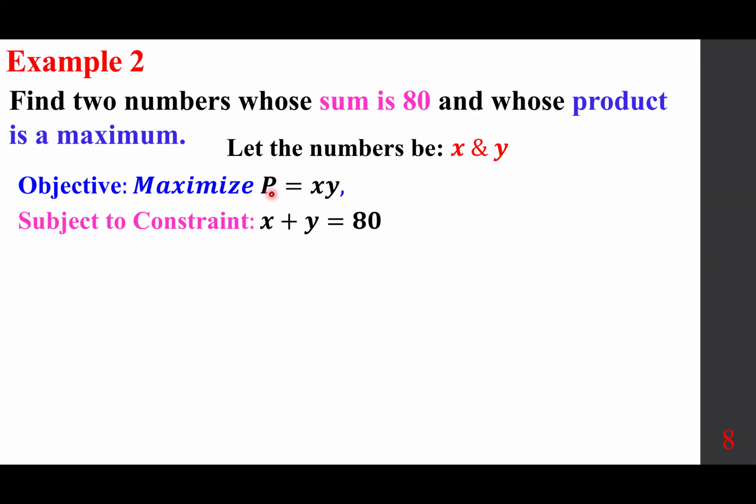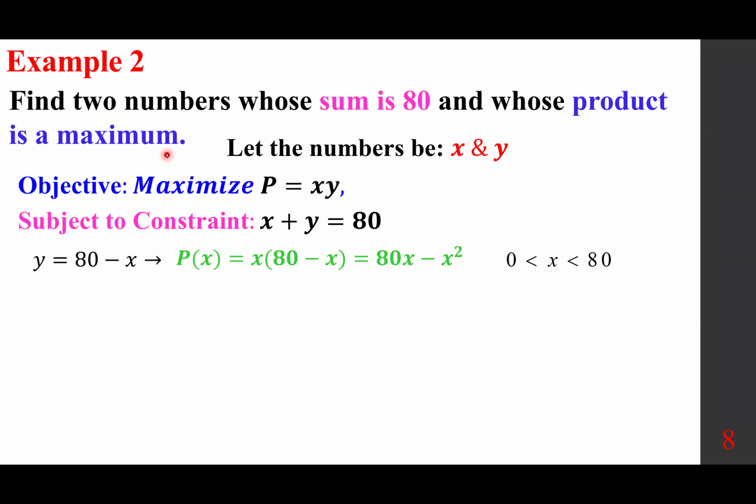For P, you always go to the objective function and make it a function of one variable. P has two variables, x and y. So you solve for y from the constraint and replace the y with 80 minus x, and you distribute for the next part. x must be between 0 and 80. y is that.